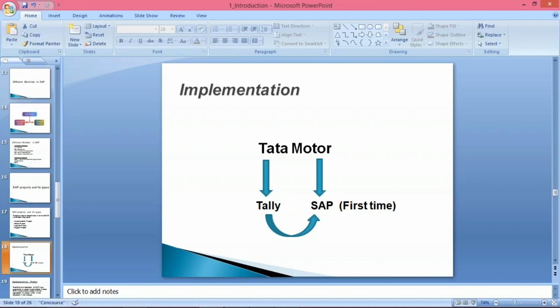So now here, since Tata Motor is using Tally and SAP is going to be installed, this is the first time. So the first-time installation of SAP in any organization is called an implementation project, guys. If somebody says that you are part of an implementation project, it means the first-time SAP installation is going to happen in that organization. Now, this SAP installation is not your part. After installation of SAP, you have to perform lots of activities. That is your task. That is your work.